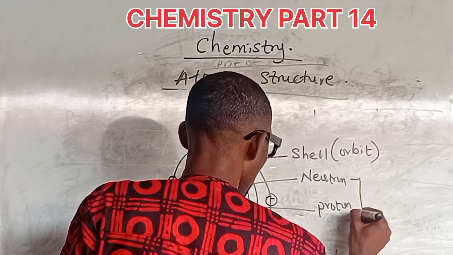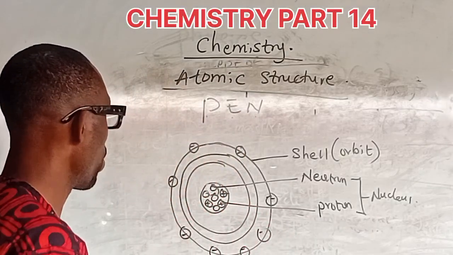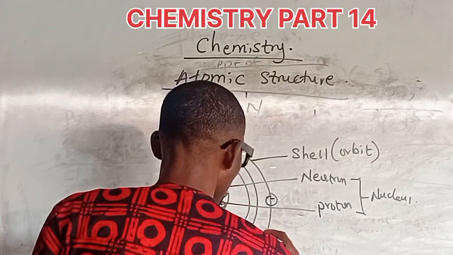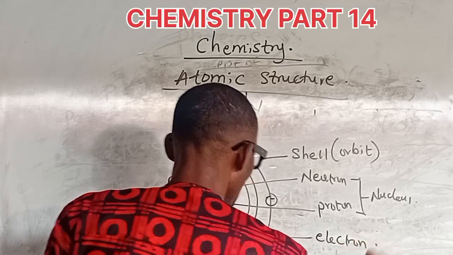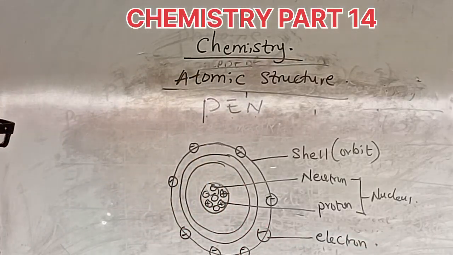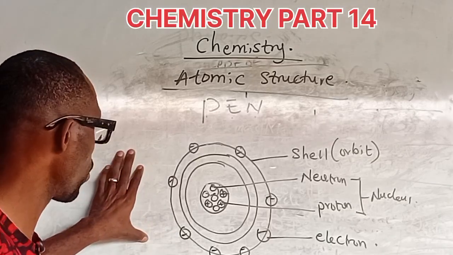This neutron and proton are found in the where? Nucleus. And this one with the negative charge is called what? Electron. Okay? So this is the diagram of an atom. This is what an atom looks like.